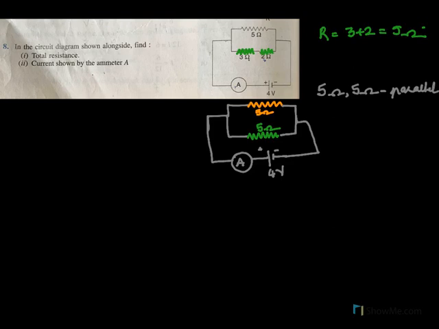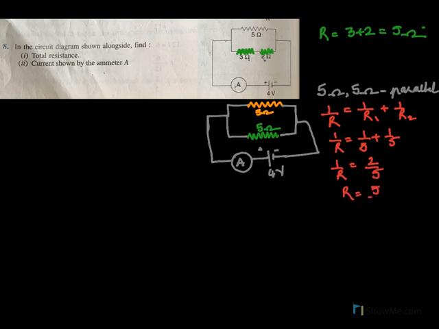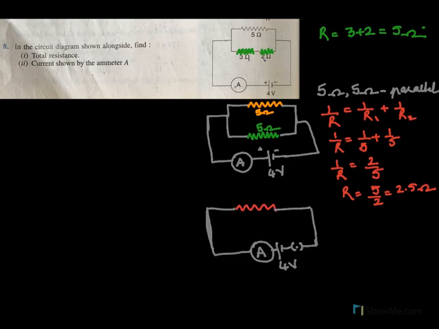5 ohms connected in parallel. So the resultant resistance here will be, by the parallel formula, 1 by R equals 1 by R1 plus 1 by R2. 1 by R equals 1 by 5 plus 1 by 5. So 1 by R will be 2 by 5 and R will be 5 by 2, and that is 2.5 ohms. So if I draw the whole diagram again, this red is the resultant. So this resultant comes as 2.5 ohms.